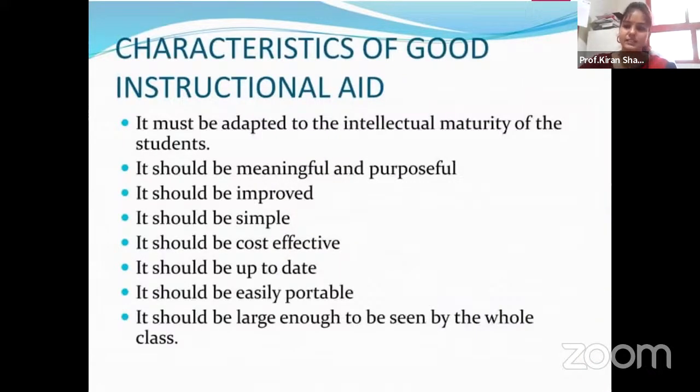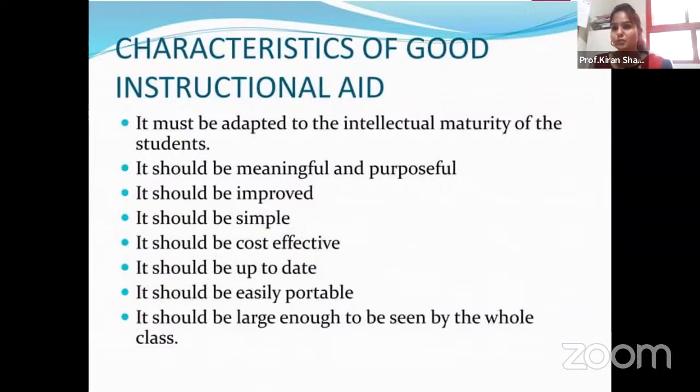So what are the characteristics of a good instructional aid? The good instructional aids must be adapted to the intellectual maturity of the students. They should be meaningful and purposeful, in that whatever aids we have made, the purpose of your teaching should be fulfilled by it, and they should be simple, cost effective, up to date, easily portable, and large enough to be seen by the whole class. Means the size of an AVA matters a lot.